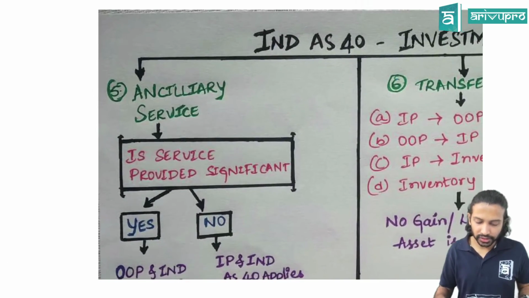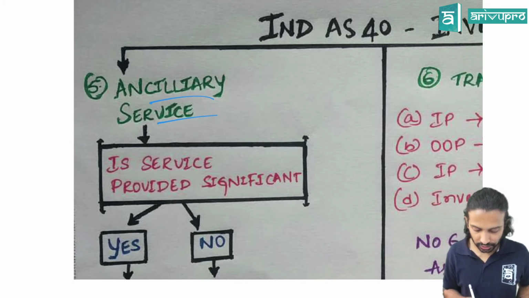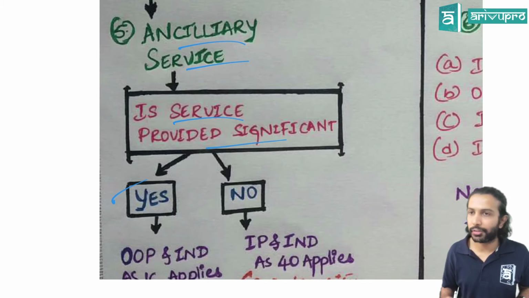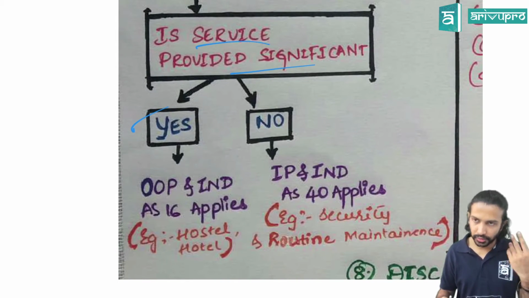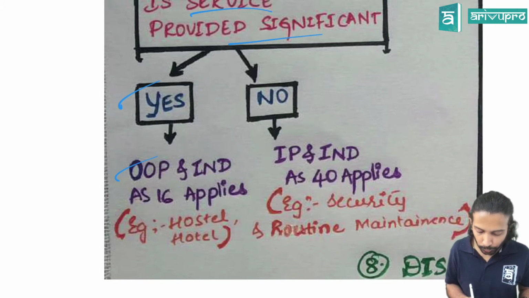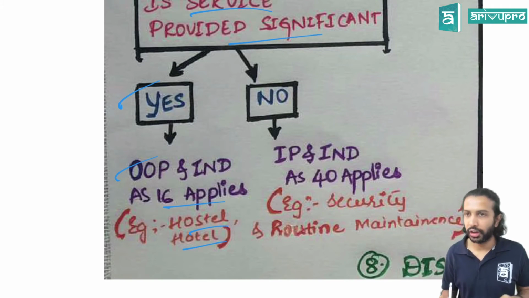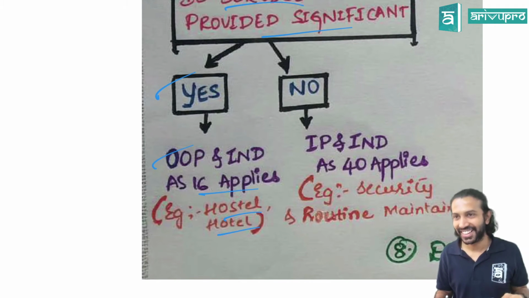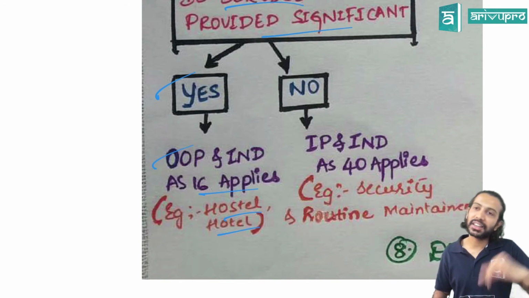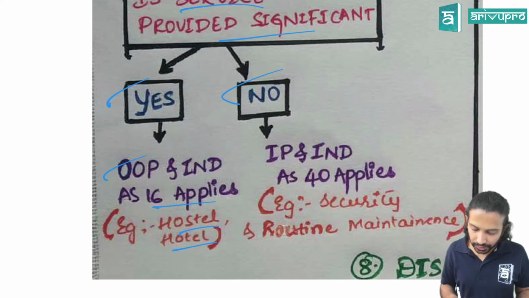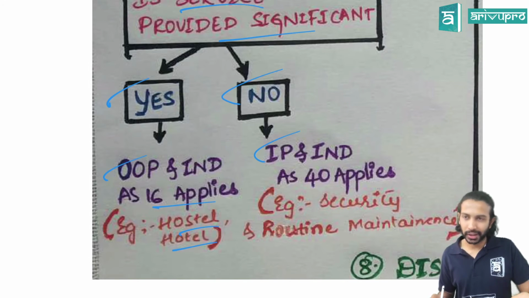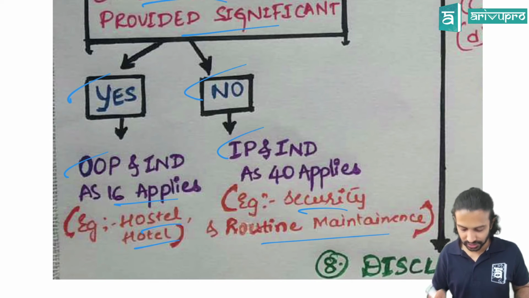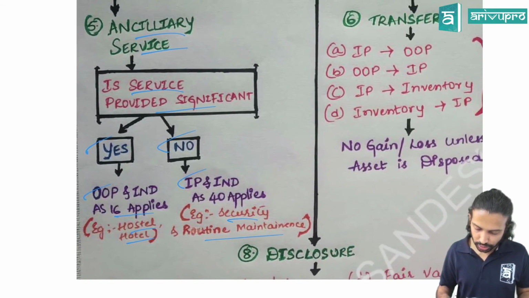Next, ancillary service. If you are using IP for ancillary service, then you have to check whether the service provided is significant. If the service provided is significant, then it will be a business. That service itself is your business. That means it will be classified as OOP and IND AS 16 applies. Hostel, hotel and all service is significant. Or rather your PGs. So all those are significant service. So IND AS 16 will apply. If service is insignificant, then it will be treated as rental income, ancillary service. So IND AS 40 will apply. Example for that could be your security and routine maintenance if you are given. Okay. Any doubt? No.